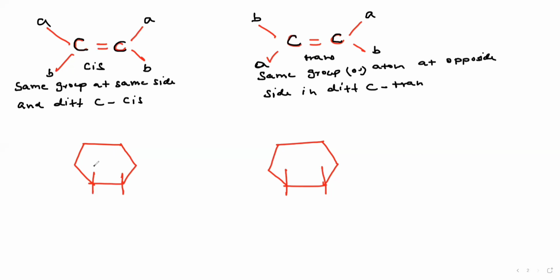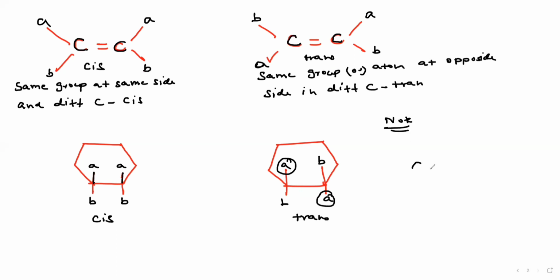Now, here A, here B. This is cis: same group on the same side at different carbons. Similarly, this is A, this is A, this is B, this is B. This is the same group on the opposite side at different carbons. This is trans.